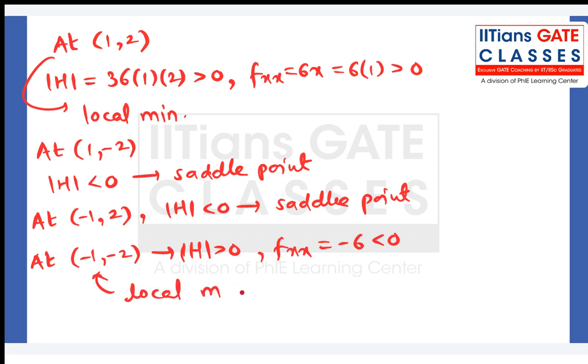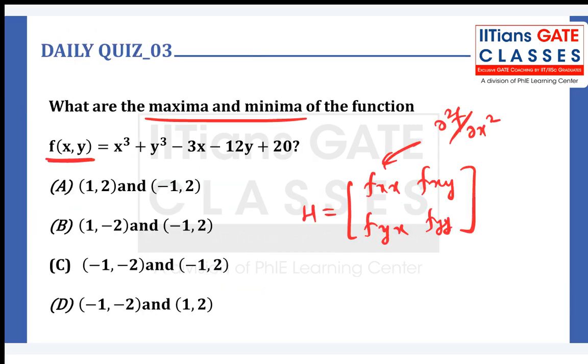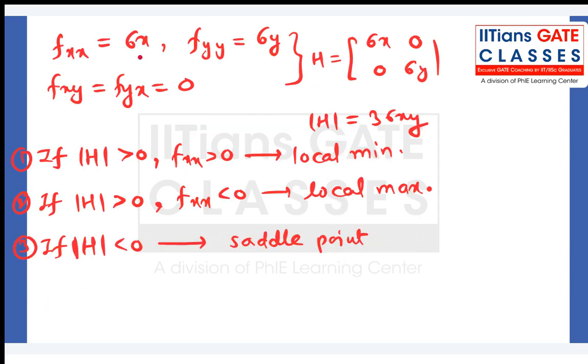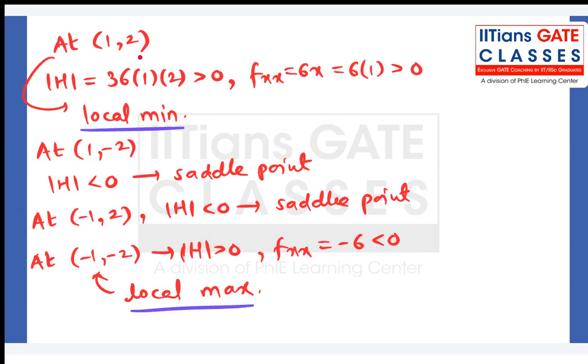So what they are asking in the question is maximum and minimum, right? Yeah, maximum and minimum. So the maximum is at (-1, -2) and the minimum is at (1, 2). So option D should be the correct answer. Yes. Okay. And that is also true as per your answer key. So very good question. It checks your knowledge of the concept of maxima and minima of f(x, y).